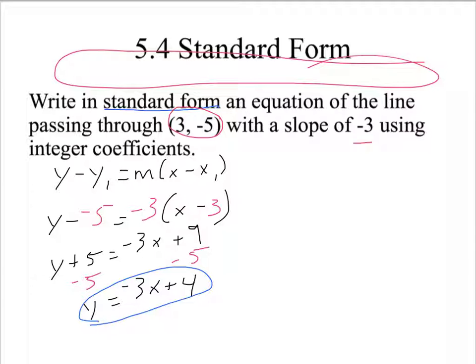Fantastic. So now what I'm going to do is, just like I did on the other two problems, I am going to bring my x's and my y's on the same side. Okay, and I'm going to put it in standard form. So I'm going to add 3x to both sides, and I now have 3x plus y is equal to 4. Is that in standard form? You betcha. Is that it? Does that have integer coefficients? Absolutely. Okay, so did I answer the question?